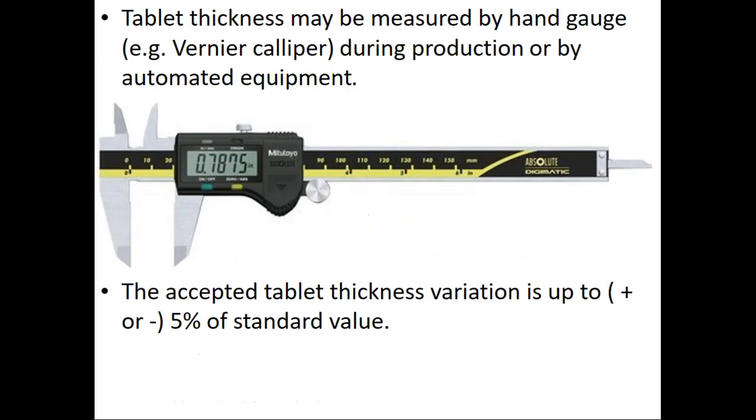This is the device we use to measure tablet thickness. Tablet thickness is measured by hand gauge, which is the Vernier caliper. This is used during production or by automated equipment.